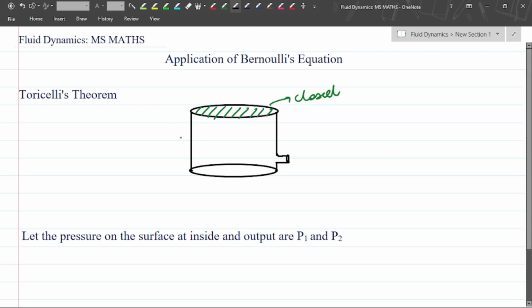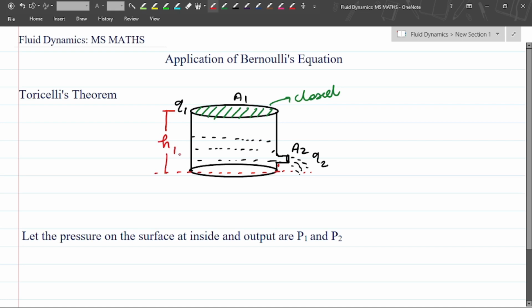Then the pressure in this way, this is the fluid and the fluid is passing through this outlet. So the area is A2 and this is A1. Velocity is Q1 and velocity is Q2. The height, we have taken the reference line here at the bottom. So we will take this as h.